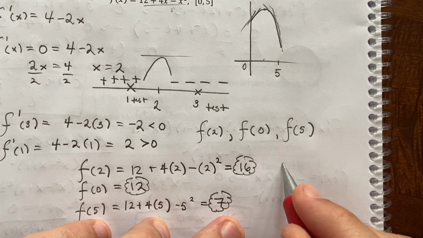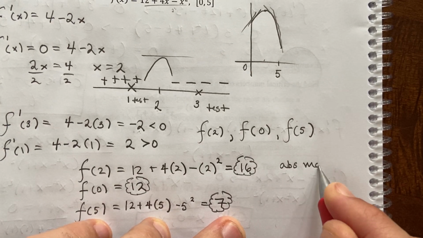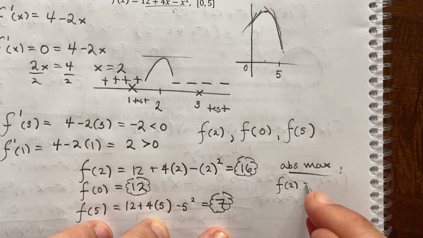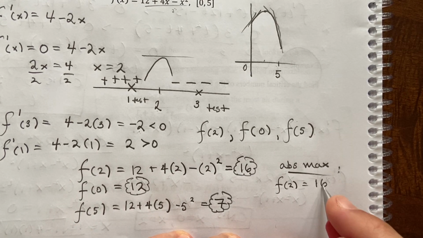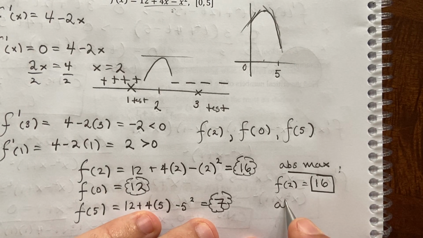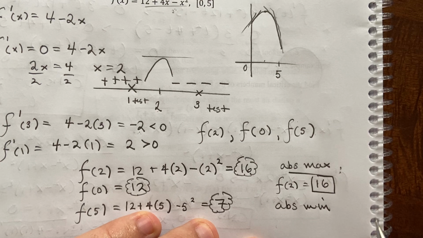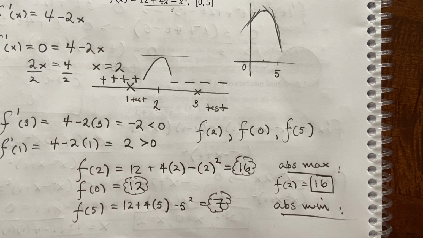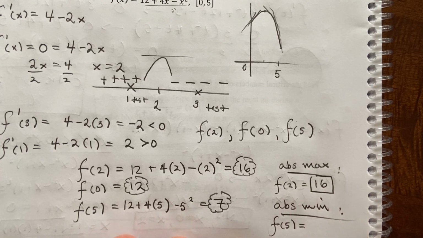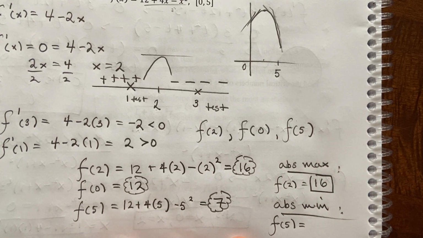So we have an absolute max at x equals 2, and the max value itself is the number 16. And then we have an absolute min happening at x equals 5, and the min value itself is that number 7.